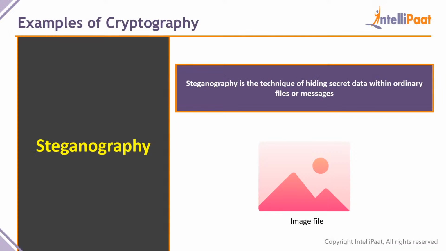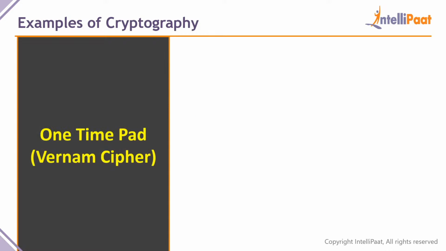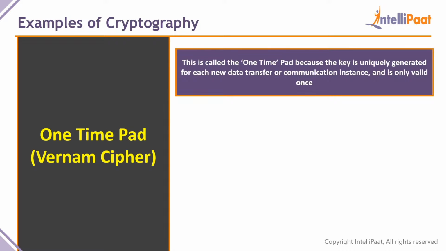So now that we understand steganography in action, let us look at another algorithm. Now this is called the one-time pad, right? Or the one-time cipher. Now the important thing to know about this particular example is that this is an unbreakable sort of algorithm. Like you generate a one-time sort of key that is uniquely generated for every instance of a new data transfer that you're trying to do, or a new communication instance. And it's called one-time pad because it's only valid once.